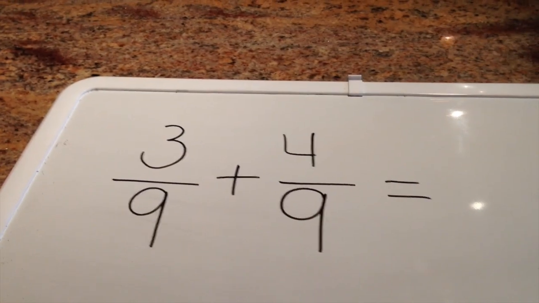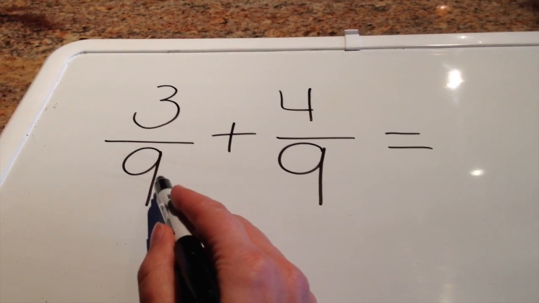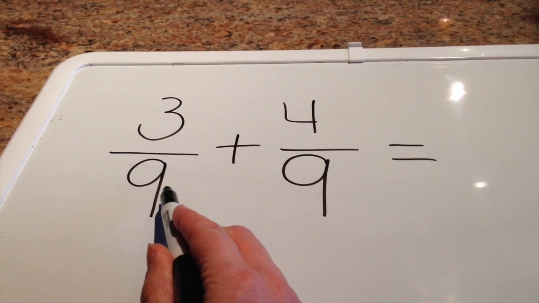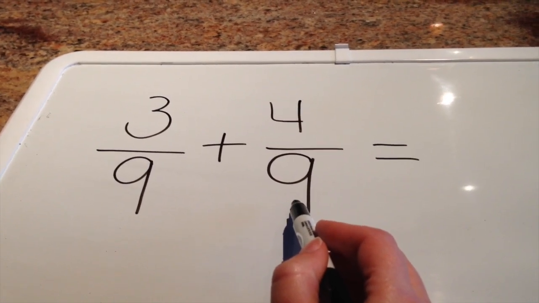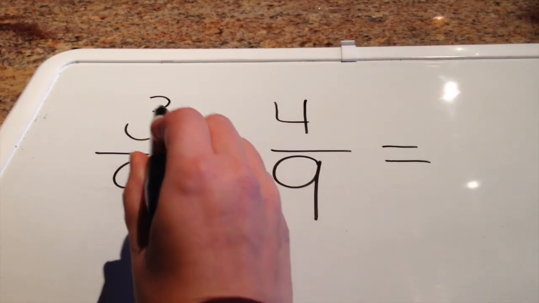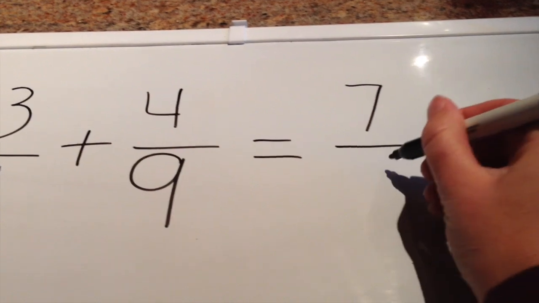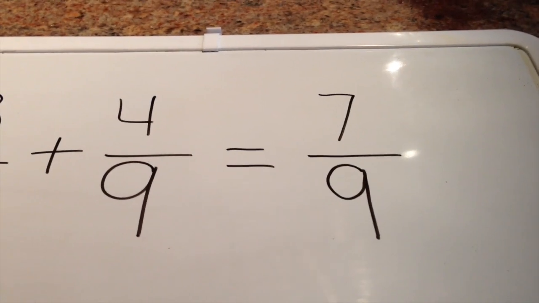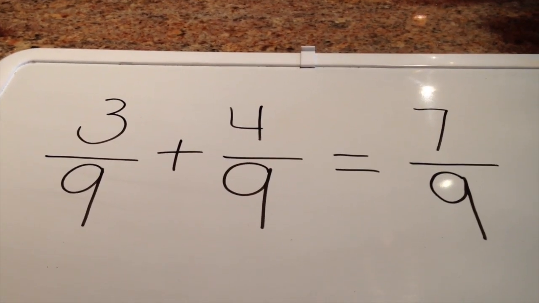In this problem, 3/9 plus 4/9, we can see that yes, indeed, we do have a common denominator. The denominator in both numbers here is 9. Because it's common, we can go ahead and add the numerators together. 3 plus 4 is 7, and the denominator will stay the same as 9. And that's your answer. 3/9 plus 4/9 equals 7/9.